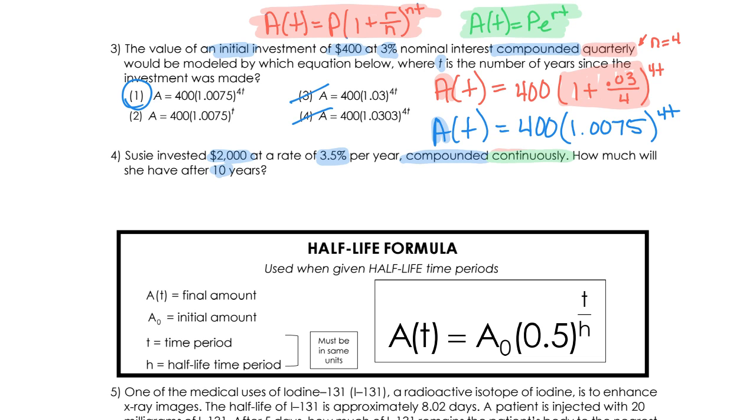All right, so because we're using the Pert formula, we're going to say A of t, or we could also say A of 10, equals P, which is how much we're putting in, which is 2,000, times e, which is in our calculator. Our rate is 0.035 when we take it out of a percent. That's the first exponent, times t, which is 10. Again, if you have an old calculator, guys, that whole exponent needs to be grouped in parentheses.